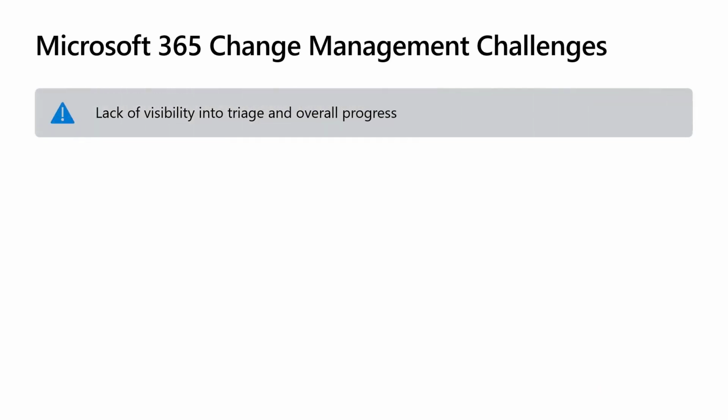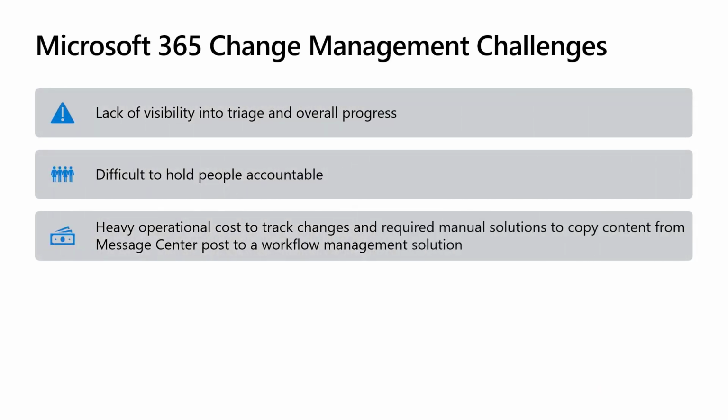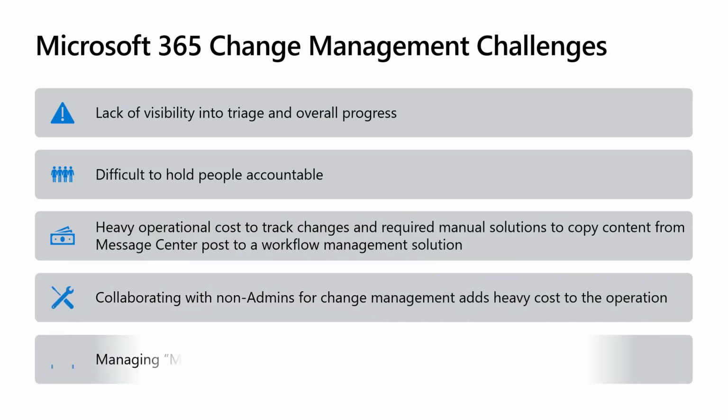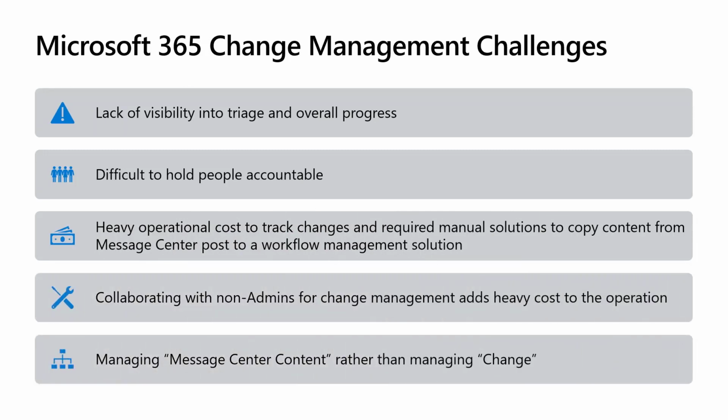We know that there are challenges when managing change from a technical perspective in Microsoft 365. These are just a few of them, but the lack of visibility into triage and your overall progress, how you're going to hold people accountable. There's an operational cost to track changes and manage manual solutions if you're going to copy the content from Message Center to someone else. And how do you collaborate with non-administrators, people who don't have access to the Message Center that need this information, like champions?